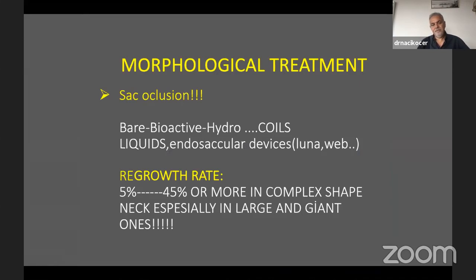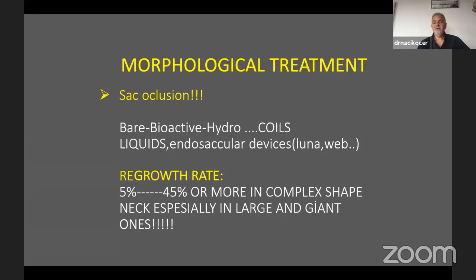While we are occluding the aneurysm sac, what are we doing? We are doing a kind of visible morphological treatment. I mean, the visible part of the aneurysm is treated morphologically, either with coils, at the beginning we were using bioactive hydrocoil, or liquids, or right now the fancy devices like Luna, especially the WEB. All of those are aimed to save the day and also occlude the visible part of the disease, but the non-visible part of the disease, actually at the corner of the neck, is important for the future.